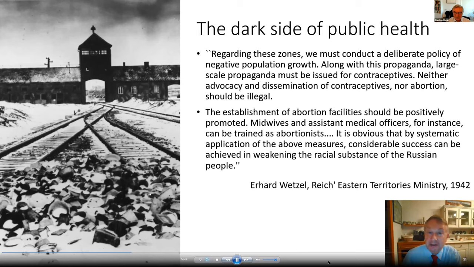We also know that in Poland, for example, public health professionals played a key role in selecting people and in doing experiments on the victims in the camps. So we always need to remember that there is a danger that those of us, particularly if we work in government, can be hijacked in many ways to pursue policies that are inimical to the rights of migrants and to ethnic minorities. A cautionary tale.